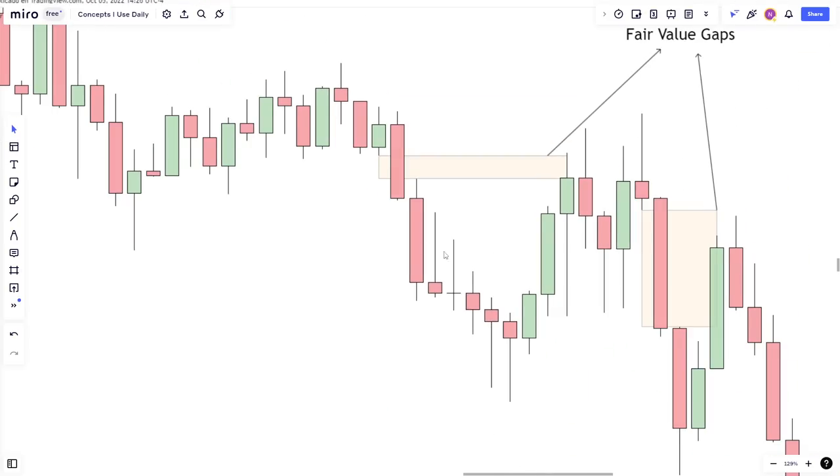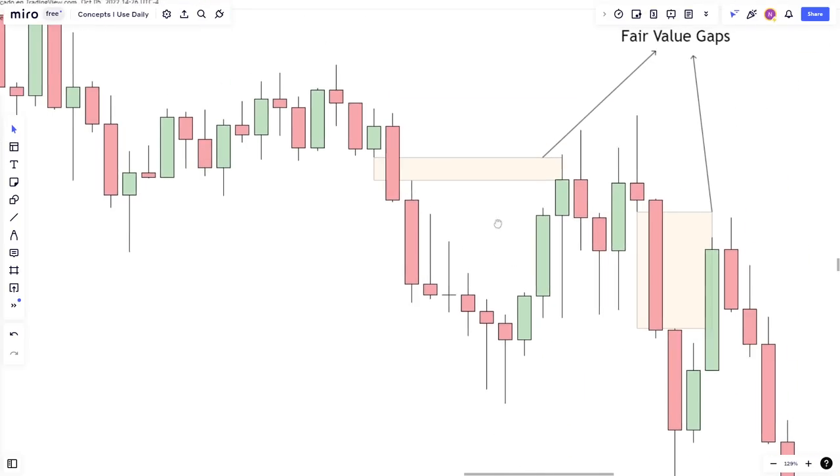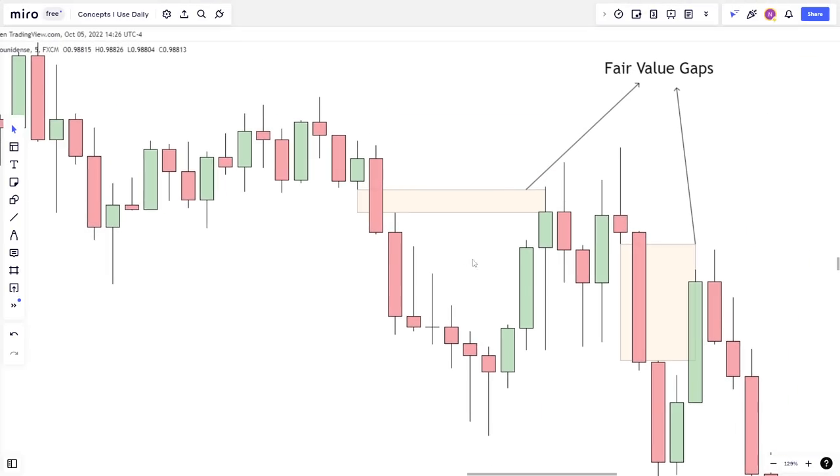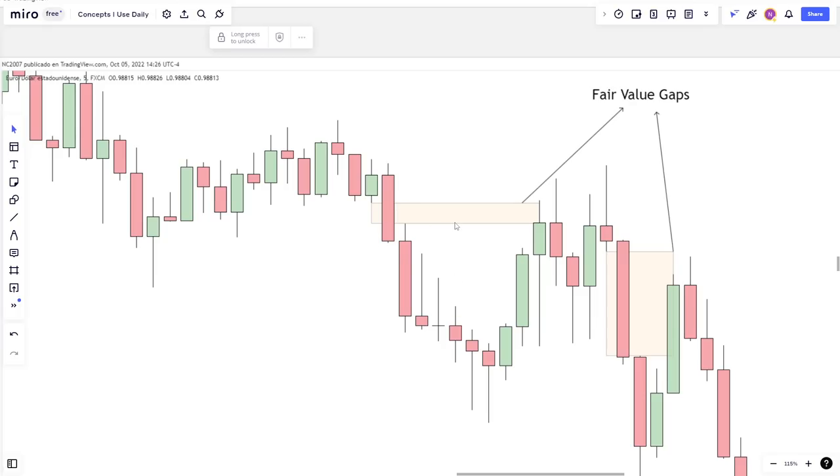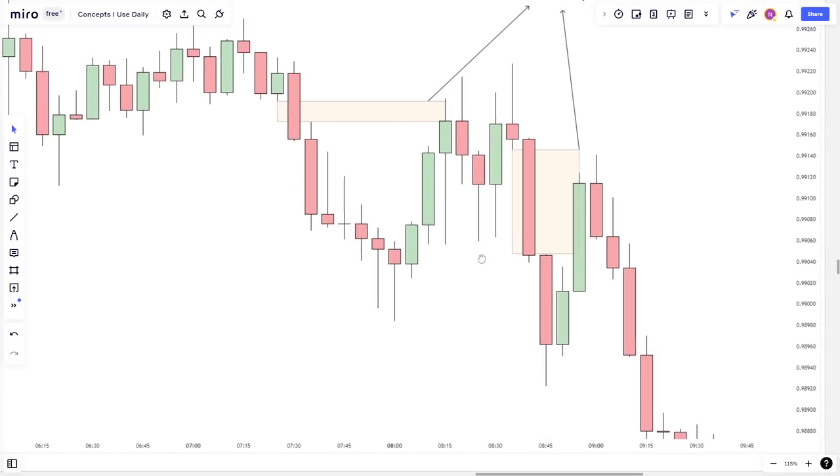So why didn't I draw that one? Because this one looks better and it is respected better, basically. And it is a bit higher, which, as we'll discuss on premium discount, makes it a better positioned fair value gap, right? So just keep that in mind.